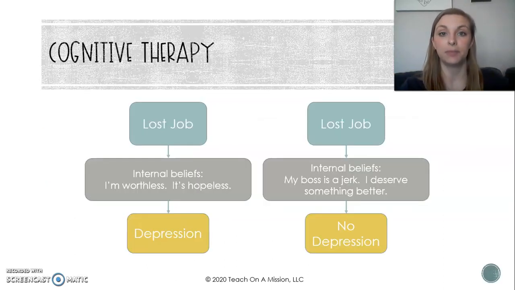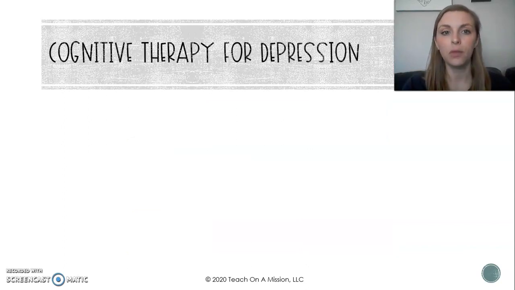For example, if someone lost their job, their internal thoughts might be, I'm worthless or I'm hopeless, and this could lead to depression. But if we change the way we think about things, so if you lost your job, your internal beliefs are now, my boss is a jerk or I deserve something better, now you don't have depression. That's the very basic, simple idea of cognitive therapy.